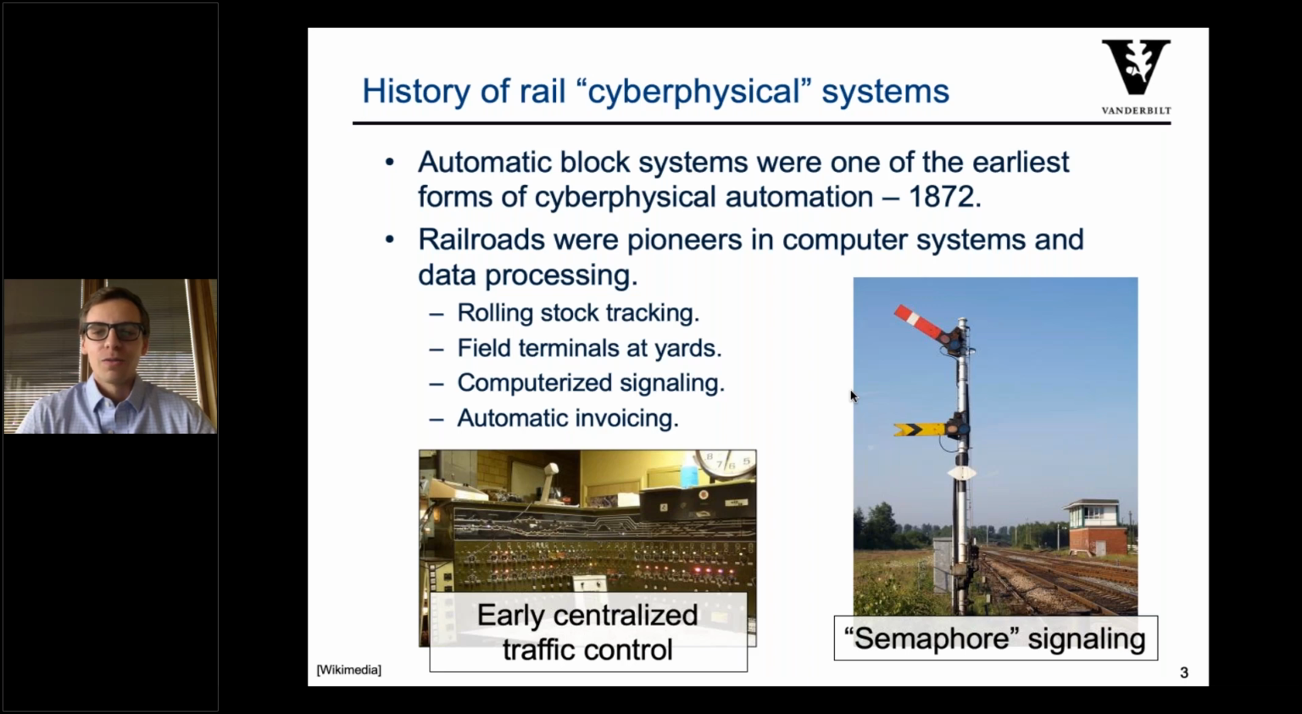The history of the integration of technology into railroads dates back many decades, and many of these technologies that were developed for the railroads are still in use there and in other domains. So that includes everything from signaling systems and centralized traffic control to now the very complex optimization and computerized dispatching and planning systems that we have.